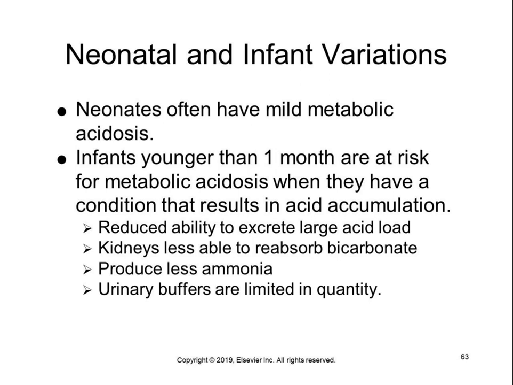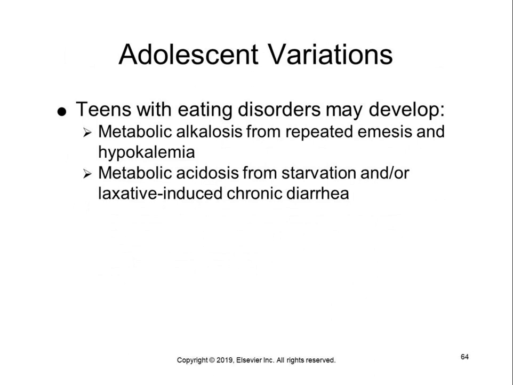Neonates often have a mild metabolic acidosis. Infants younger than 1 month are at risk for metabolic acidosis when they have a condition that results in acid accumulation, reduced ability to excrete a large acid load, kidneys less able to reabsorb bicarbonate, less ammonia production, and limited quantity of urinary buffers. Teens with eating disorders may develop metabolic alkalosis from repeated emesis and hypokalemia, or metabolic acidosis from starvation or laxative-induced chronic diarrhea.